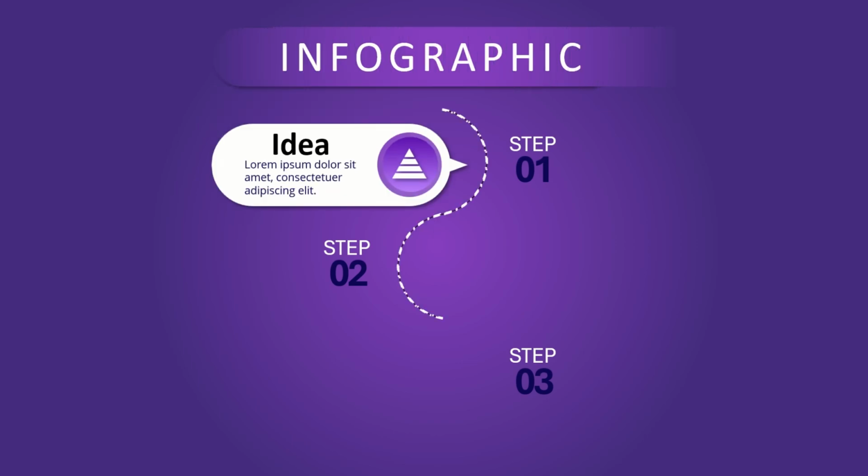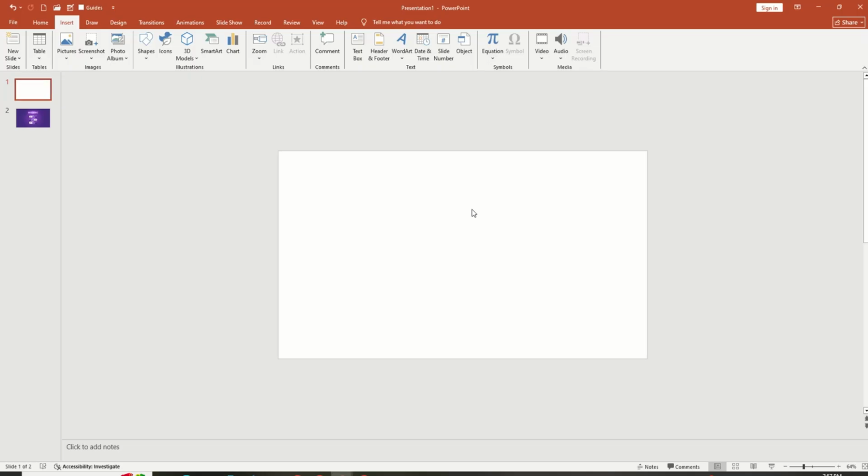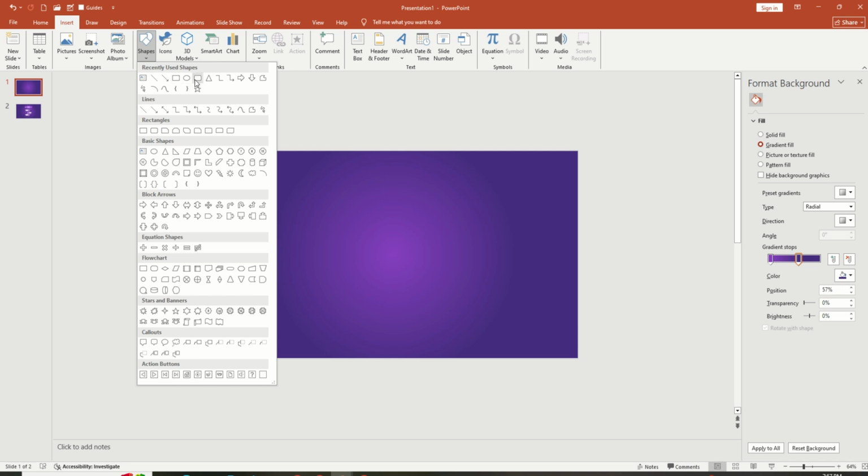The first thing we are going to do is open up a blank PowerPoint template. Go to Format Background and give it a gradient of these two gradient stops, which are purple in color.